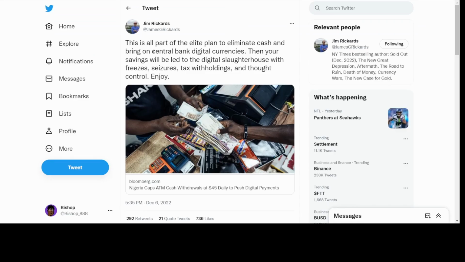He states that this is all part of the elite's plan to eliminate cash and bring on the central bank digital currencies. Then your savings will be led to the digital slaughterhouse where freezes, seizures, tax withholdings, and thought control. So enjoy. And him saying that kind of goes into the problems with central bank digital currencies. So towards the end, I'm really going to explain the benefits and also the cons of having these central bank digital currencies, because I really think it's important to understand the implementation of this new digital currency system.